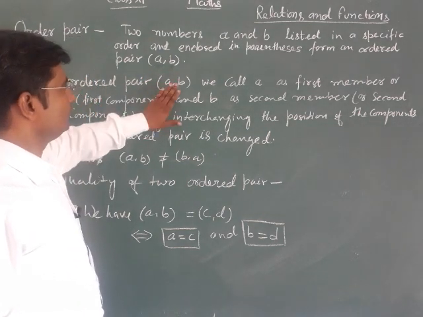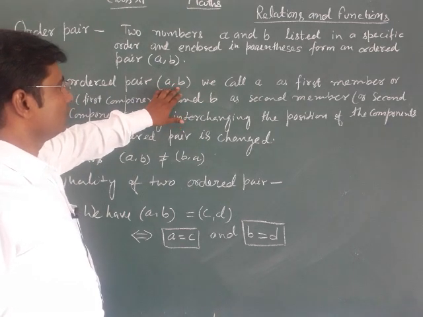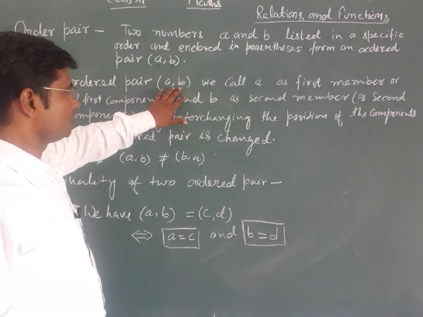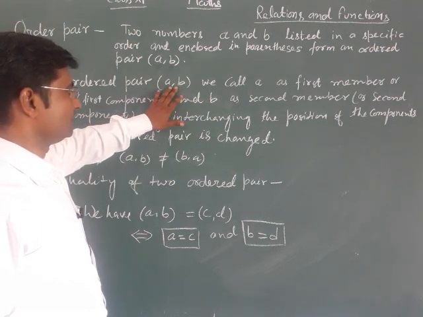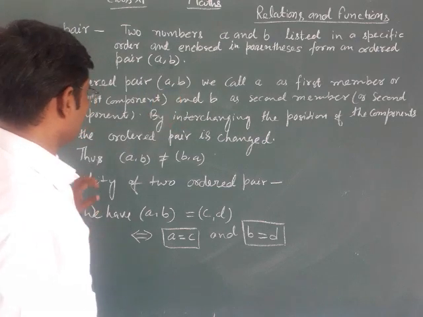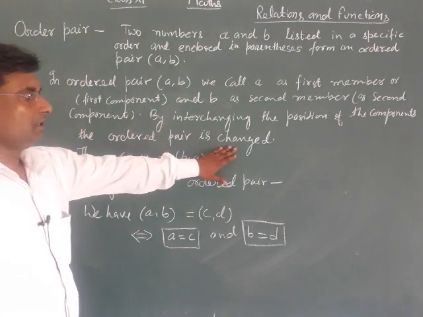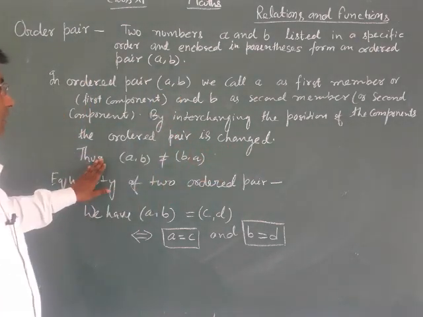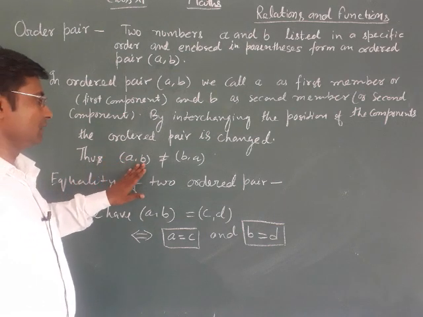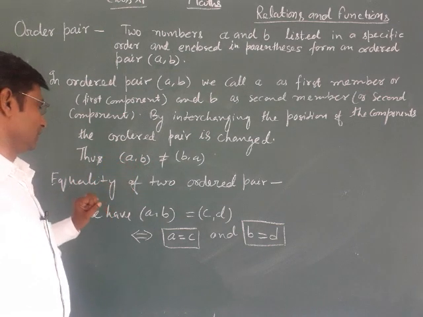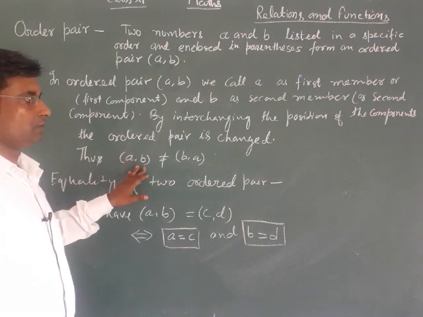If the position of the elements of an ordered pair is changed, then the ordered pair will also be changed. So the ordered pair will be changed. Thus (A, B) is not equal to (B, A).